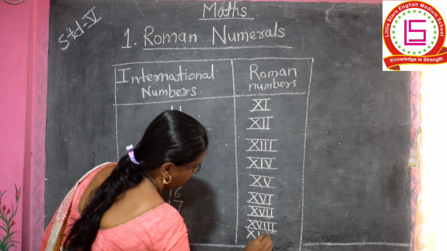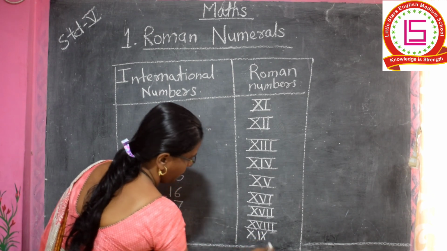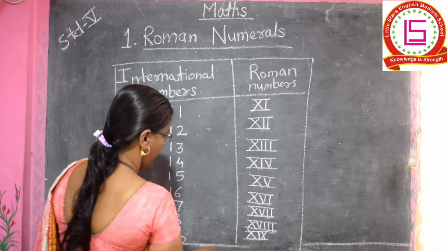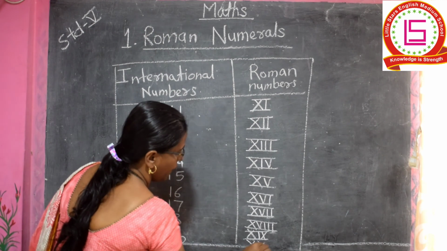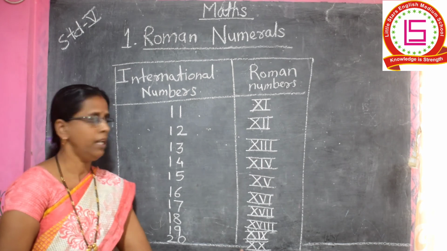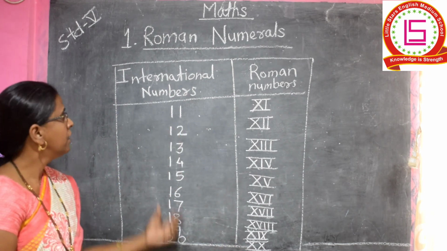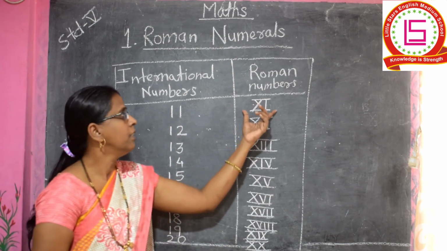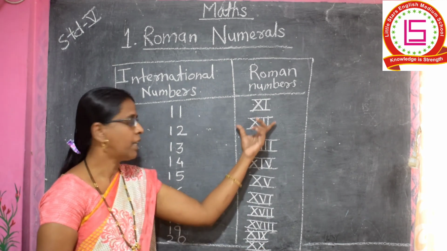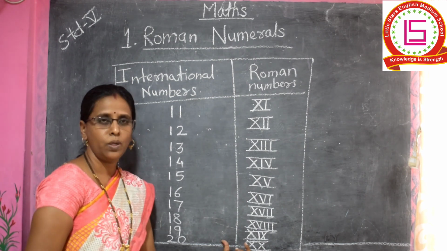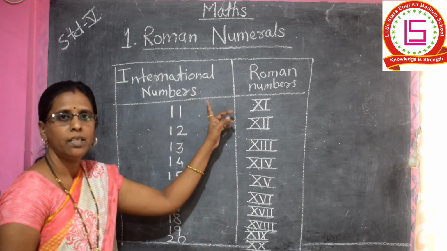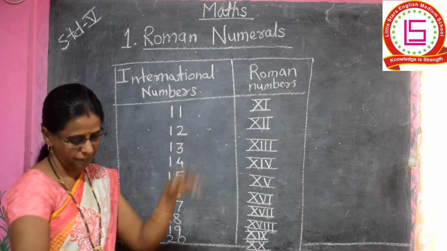10 plus 9. Okay. And then 20. 2 times X. Then 20. Okay. See here 11 to 20. These are international numbers and these are the Roman numbers. Okay. Write like this in your notebook, 1 to 20 Roman numbers. Okay.